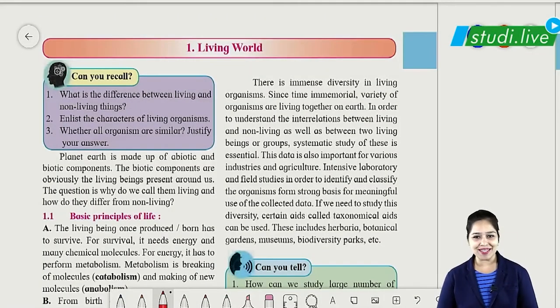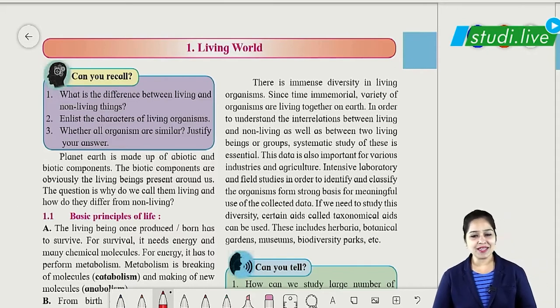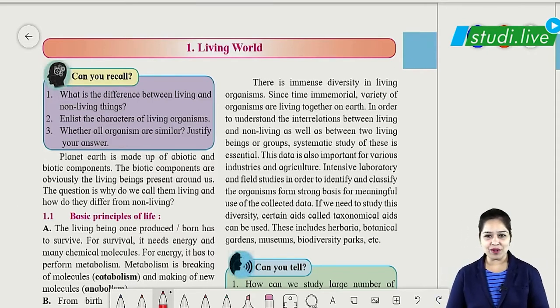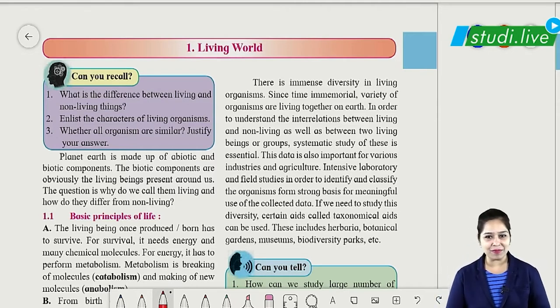Welcome back to Studi.Live. 11th standard students, we are seeing chapter number 1, Living World, and in this session we are going to see how we can revise this chapter in 30 minutes. So let's begin with our chapter number 1, Living World.